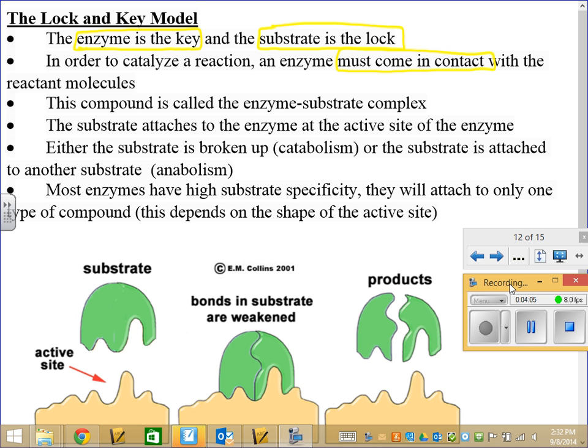Now, when the enzyme comes into contact with the reactant molecules, and the reactant molecules is what we would call the substrate, the compound is called the enzyme substrate complex because they're all together. They didn't turn into one molecule. They're still two separate things, but they're physically attached to each other. Now, where does the substrate attach? The substrate attaches to the enzyme at the active site.